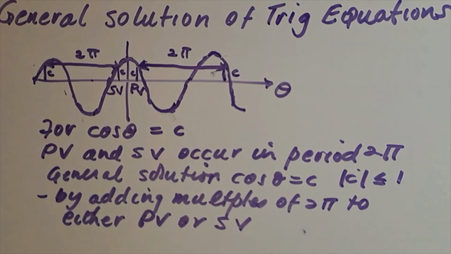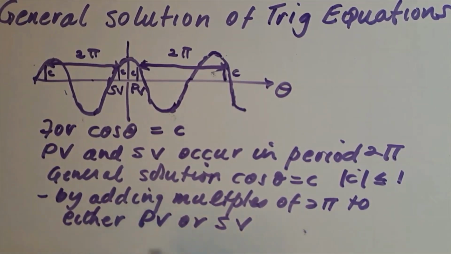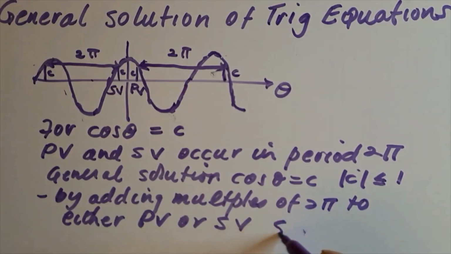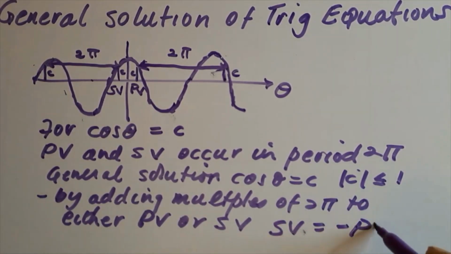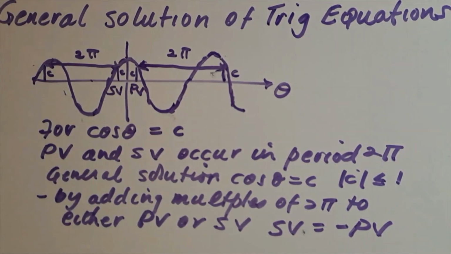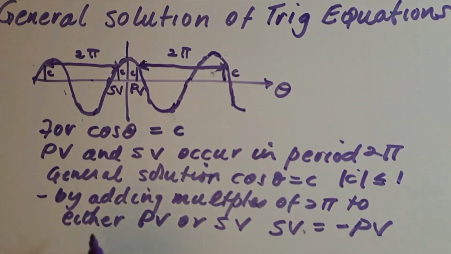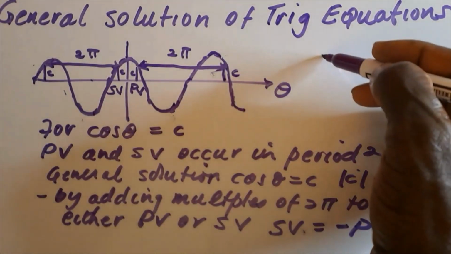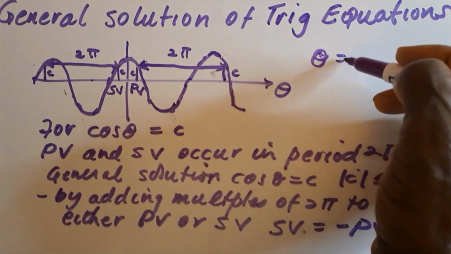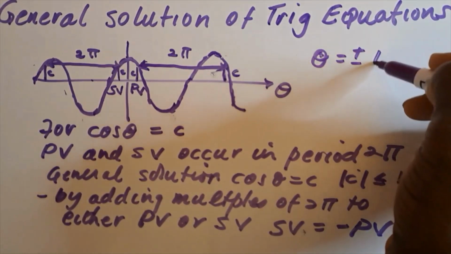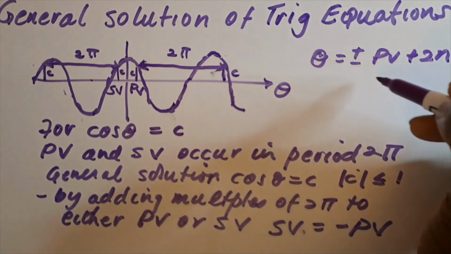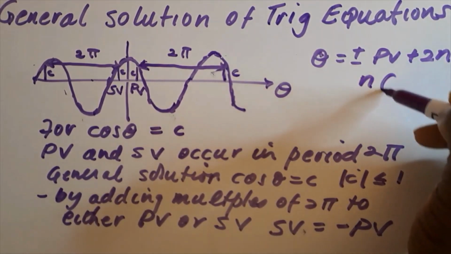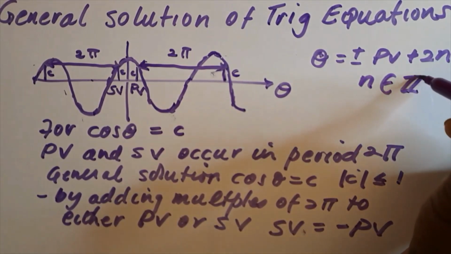And that's simply because of this relationship that secondary value is equal to -1 times the principal value. So the general solution of cosine theta equal to c can be written as theta is equal to plus or minus PV add 2n pi, where n belongs to a set of integers.